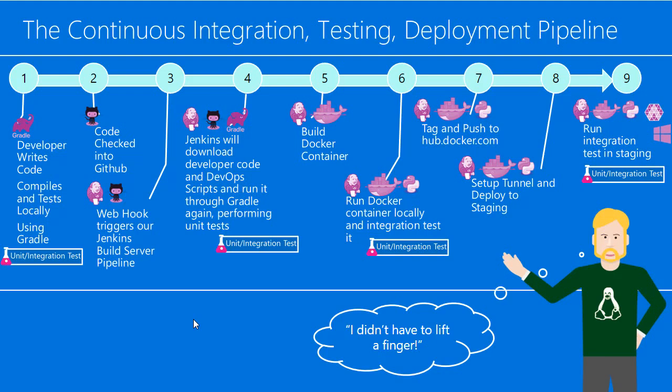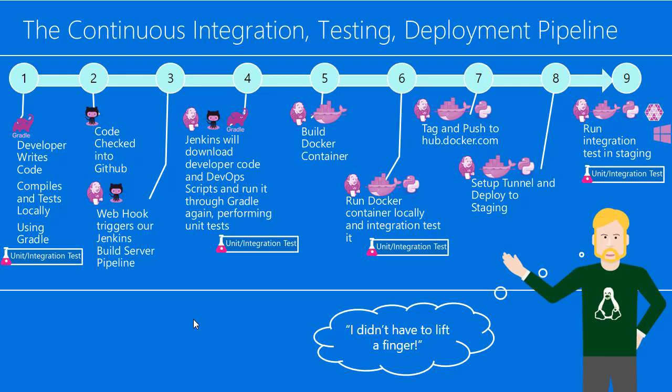And so you'll notice here in step 4 that Jenkins will now download the developer code and the DevOps script code and run it through Gradle, once again running the unit or integration tests on that Jenkins build server. So now that's the second time that we did a build and a unit test since the developer checked in their code. And at that point, perhaps we ought to now automatically build a container using the compiled WAR file as we've seen earlier in this session.